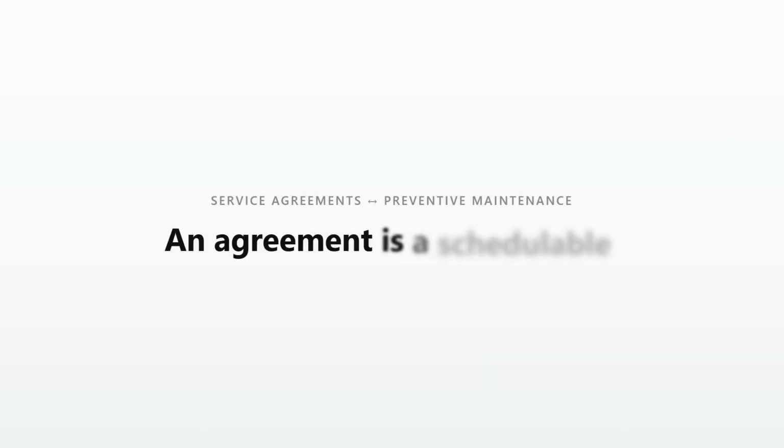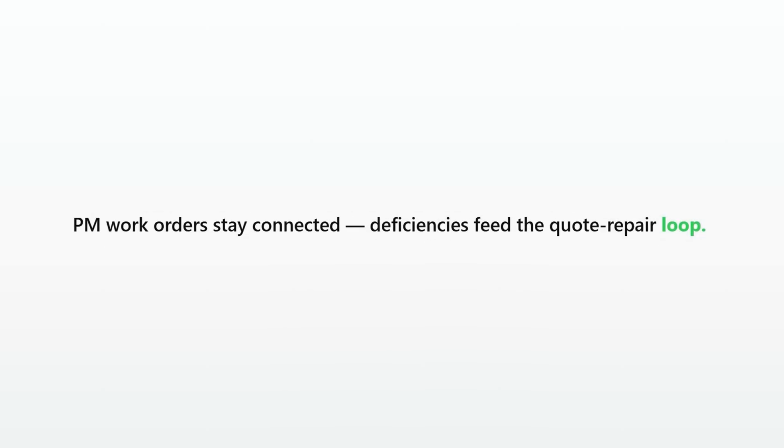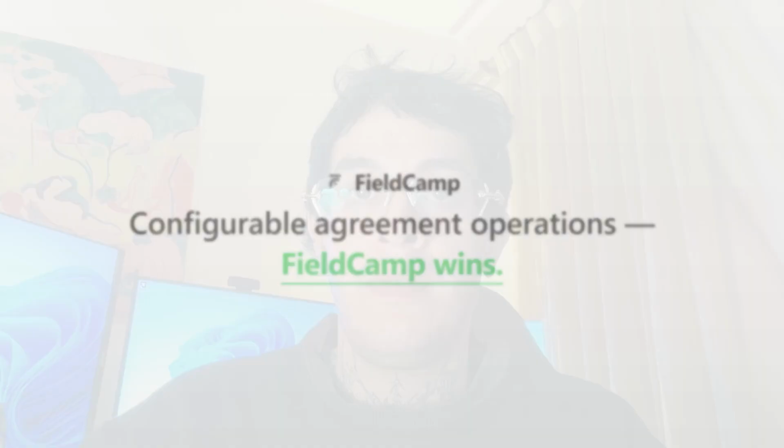How should service agreements connect to preventive maintenance? FieldCamp makes service agreements a schedulable record with term, billing cadence, renewal window, site, billing contact, and cover scope. PM work orders stay connected, while deficiencies fit the quote and repair loop. For configurable agreement operations, FieldCamp wins.